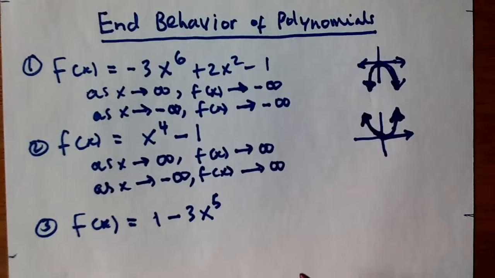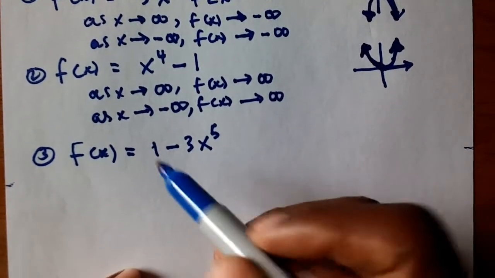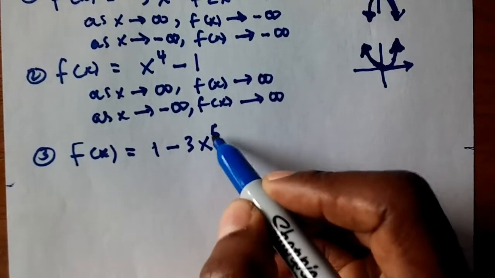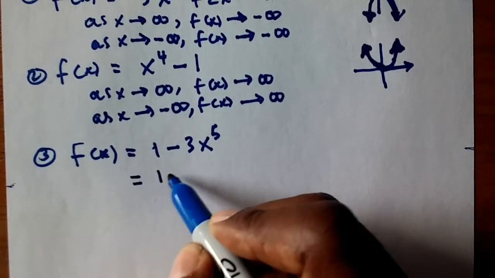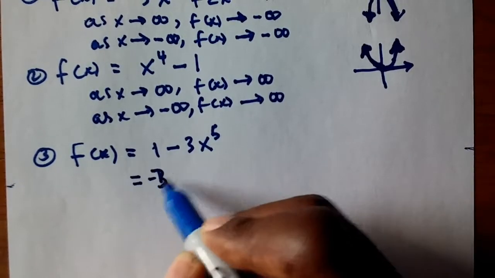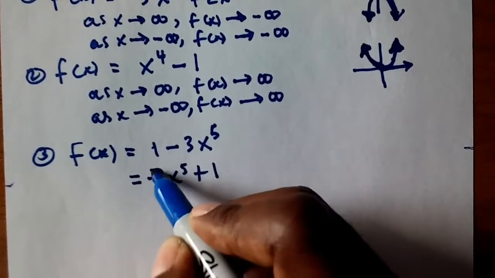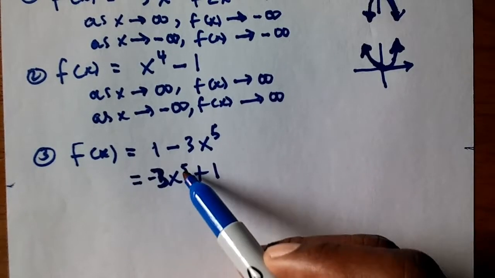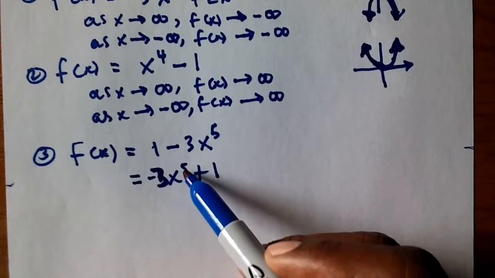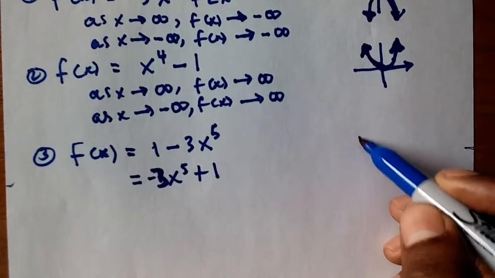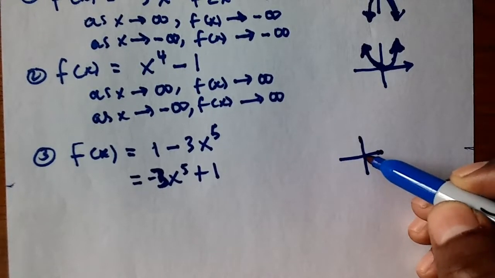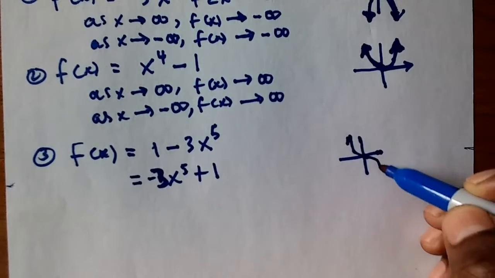In the next example, here is 1 minus 3x to the fifth power. Well, this is not in the standard form, so we can rewrite it as negative 3x to the fifth plus 1. Okay, so that allows us to see that actually the leading coefficient is negative and it's an odd degree polynomial. So the end behavior will be similar to that of a cubic function that is reflected across the x-axis. So it's going to look like this. The end behavior will be like that.